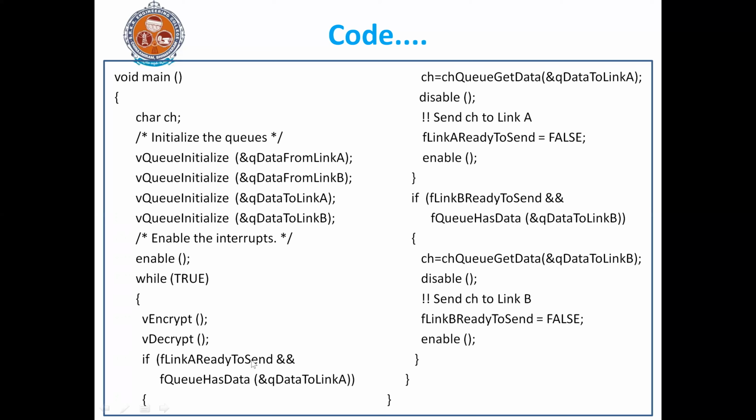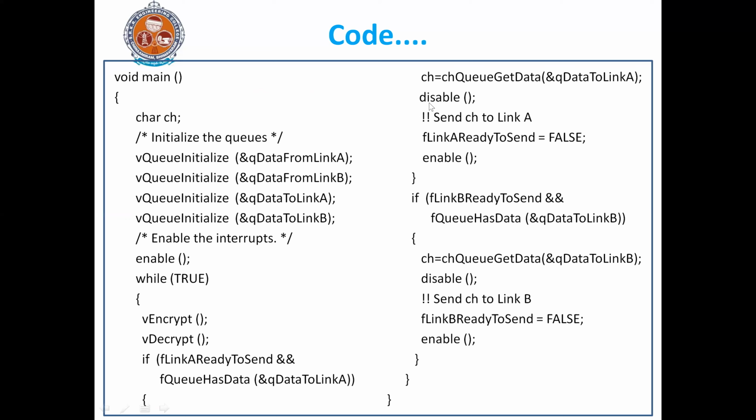So then what will it do? It has to send that character. So then what is it doing? First of all, you are reading that character into the CH, and then again you are disabling the interrupts. The reason we are disabling the interrupts is that while this is sending the data to link A, only this must be done. So at that time, no other interrupt must occur.